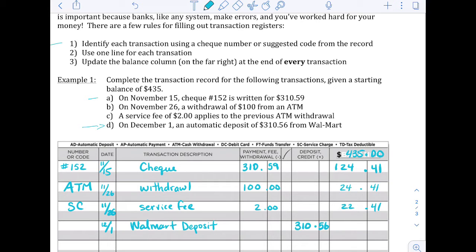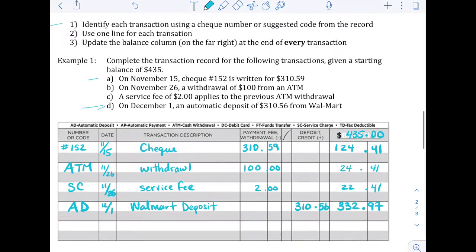So we're going to have to add up now $22.41 and $310.56 in order to get our new balance that we have at the end of our account. So when I add them together, we're going to get $332.97 in our account. And the code for that, usually they'll have one. It'll be something like automatic deposit, AD, or something like that. It doesn't really say in this case what it would be, but that's usually what our code would be in that case. So that's number 1.